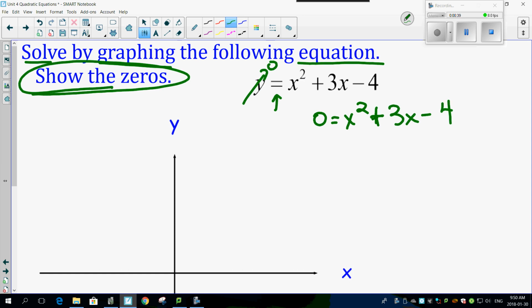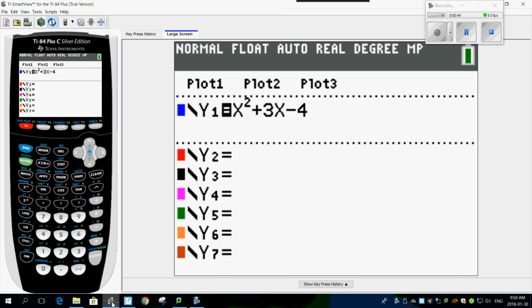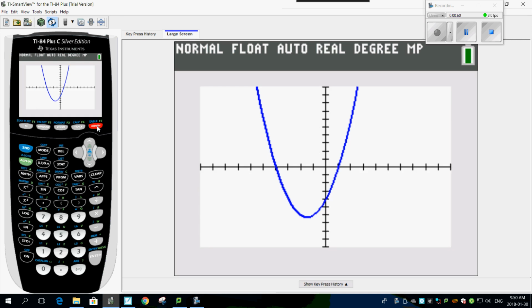Okay? And now I'm going to bring up my calculator and I'm just going to plot that in here and let's see what happens. Okay, y equals x squared plus 3x minus 4 is in there. I'm going to hit graph and ba-boom. Now I've got a nice parabola.